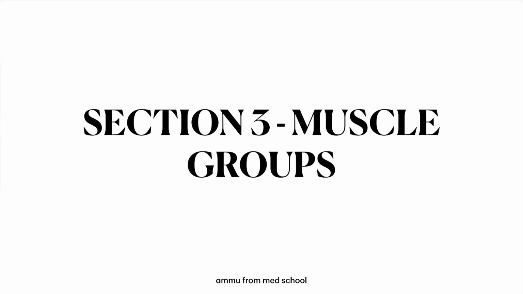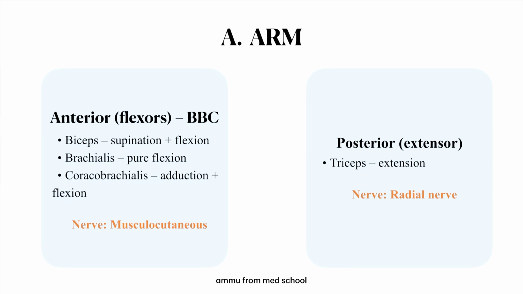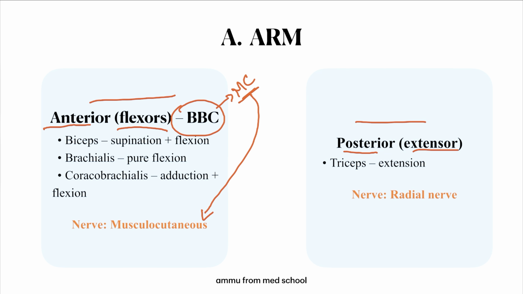Coming to section 3 are muscle groups. So organize the muscle groups in the way examiners love, that is compartment wise: anterior compartment, posterior compartment, anterior flexors, posterior extensors. So your BBC. So BBC always needs a MC. So what is the MC? Musculocutaneous nerve. BBC is biceps, brachialis, coracobrachialis, and these are its function.